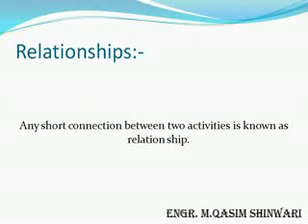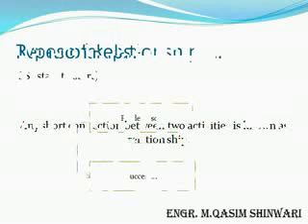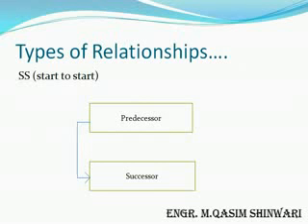Relationships. Relationships can be defined as any logical connection between two activities. There are many kinds of relationships. For example, first is start to start, that is generally known as the SS relationship. In this relationship, the predecessor and successor both start at a single time, both start simultaneously.